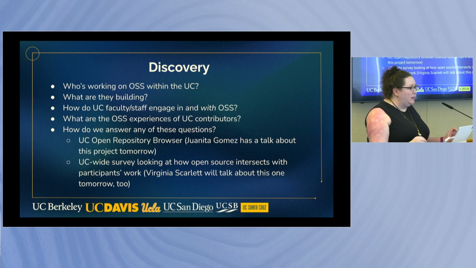One is that we are building an open repository browser, and Juanita is going to be giving a talk about that tomorrow. And we also have done a UC-wide survey looking at how open source interacts with the survey participants' work. And Virginia is going to give a talk about that tomorrow as well.